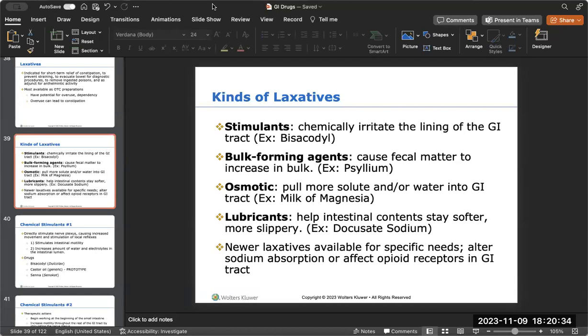We also have osmotic laxatives, which pull water into the GI tract. So it makes the stool more liquidy and gets rid of the poop. An example is milk of magnesia. And then we have lubricants. Lubricants sort of line the intestine and make it slippery so the poop can slide out. An example is docusate sodium.